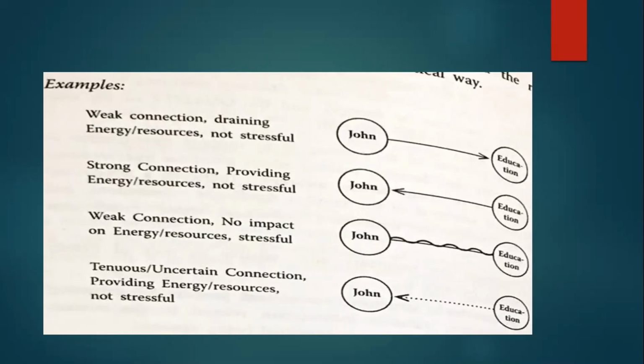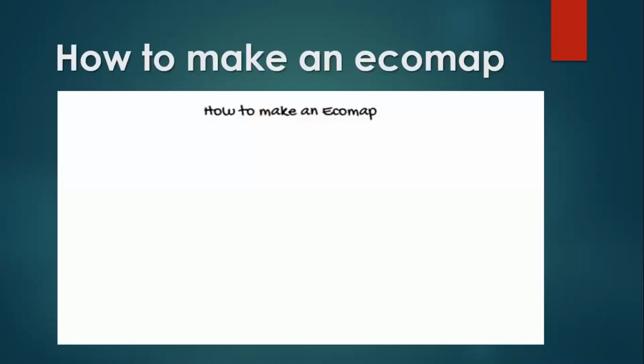Now, these dotted lines represent primarily a tenuous or uncertain connection of the system, which can either be not stressful or providing energy or resources. So primarily, these are the symbols that are being utilized to describe the influence to our family subject or to the family.